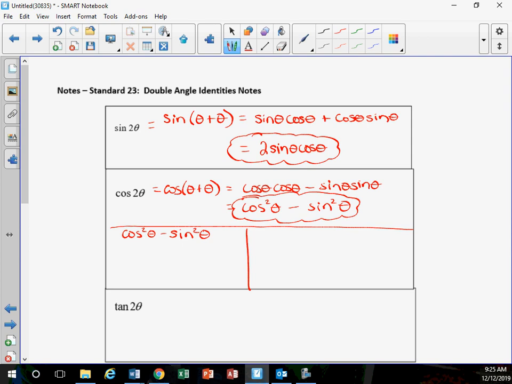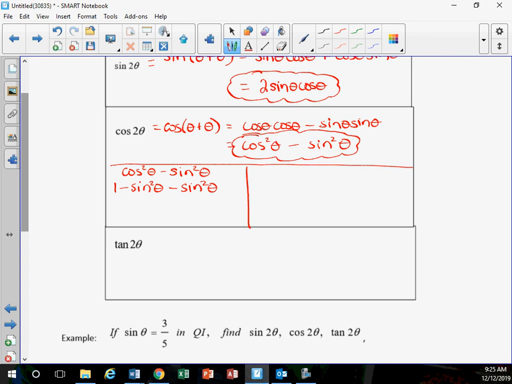Oh, look at that. You guys know stuff. Good job. All right, 1 minus sine squared theta, and then minus sine squared theta. Right? We're just replacing the cosine squared theta with 1 minus sine squared theta. So what does that simplify to? 1 minus 2 sine squared theta. There you go. That is your second way you could write cosine of 2 theta.